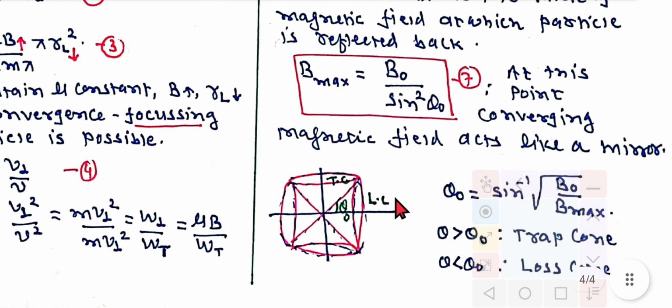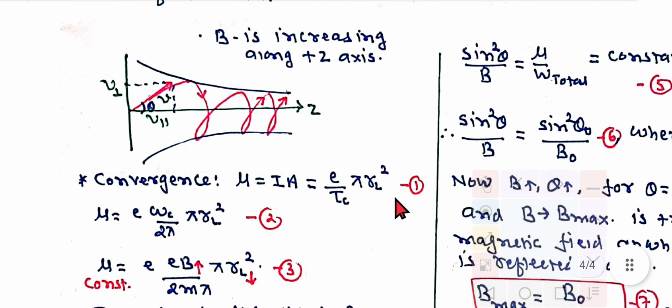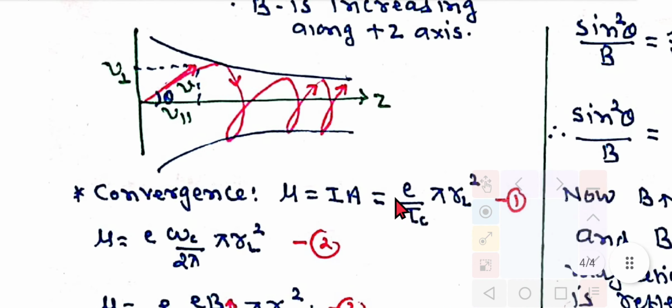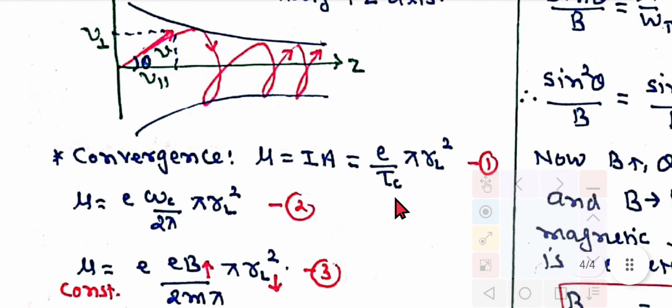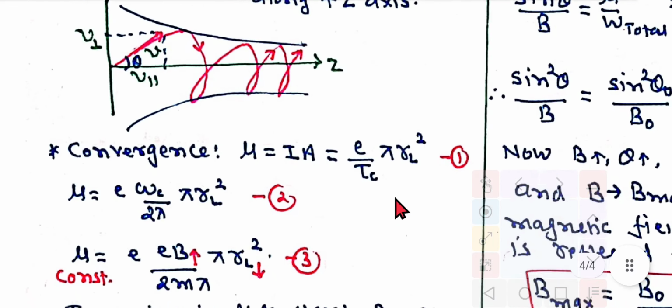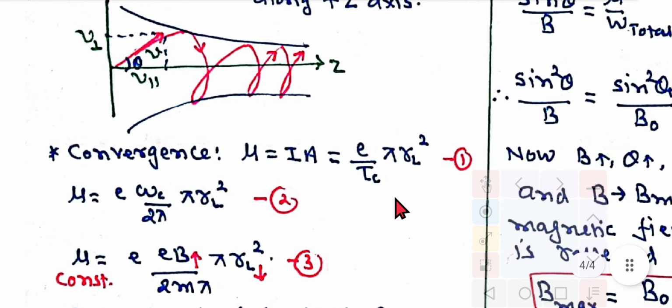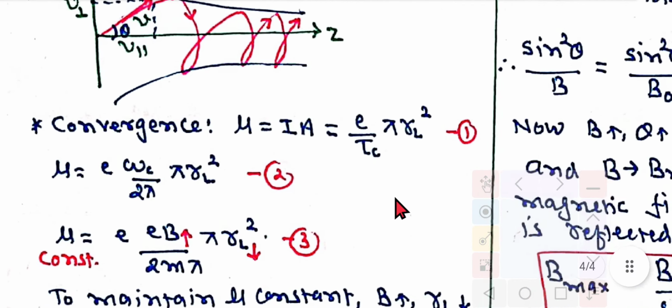So in this way, we can say that the converging magnetic field acts like a mirror for a charged particle.